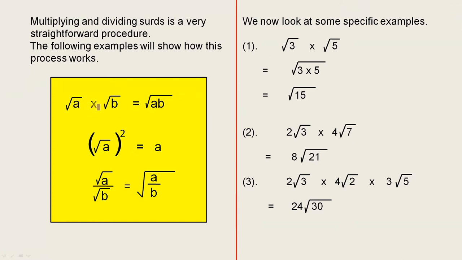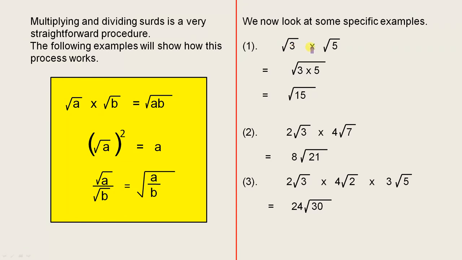If we have the square root of a multiplied by the square root of b, that's equal to the square root of ab. You just multiply a and b together and put it under the square root sign. The square root of a all squared is a. The square root of a over the square root of b is the square root of a over b. We now look at some specific examples.